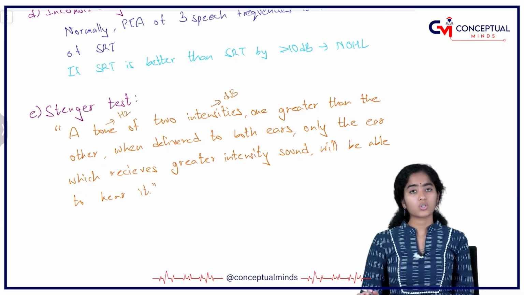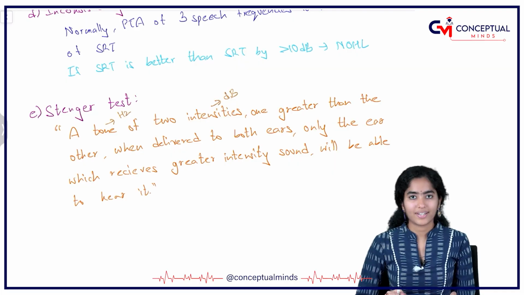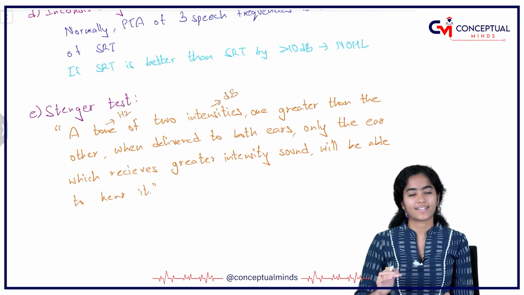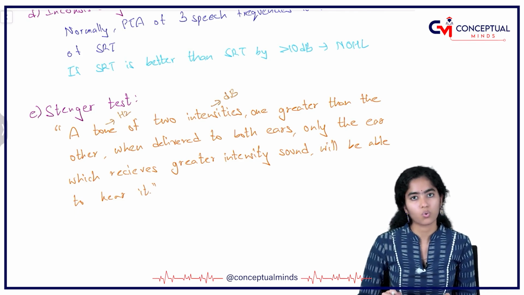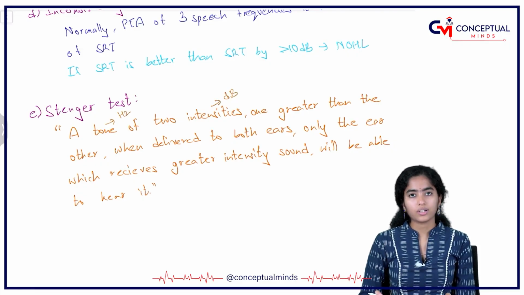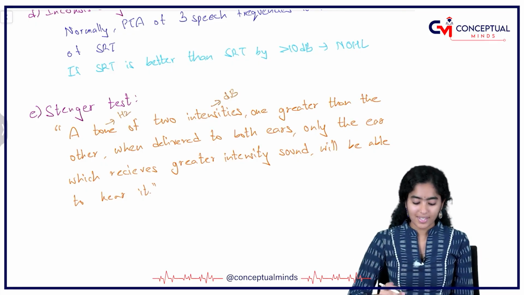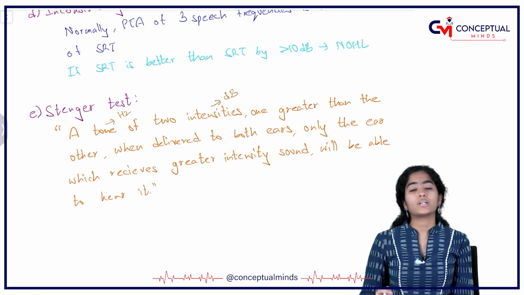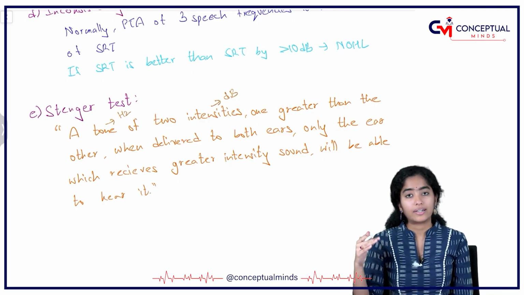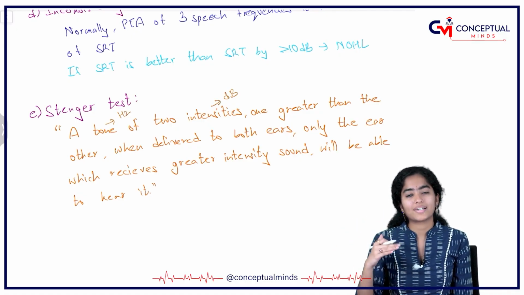Okay. So, you take a single tone at two different loudnesses. One is more loud than the other. Say one is at 20 decibels volume, the other is at 30 decibels volume. And you present that same 512 Hz sound at two different volumes to both the ears. The principle of Stenger says that only that ear which receives the higher volume sound, greater intensity sound, louder sound will be able to perceive the sound.